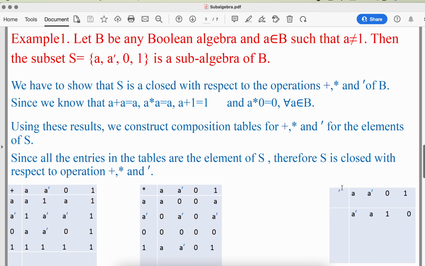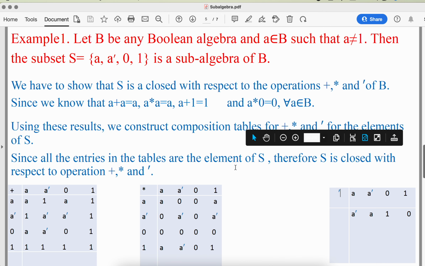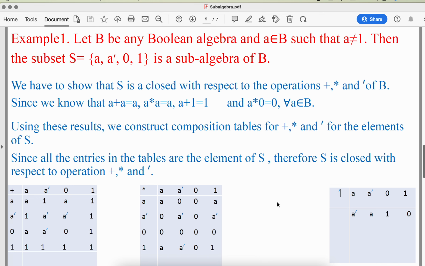And this is complementation. Complement of A is A dash, complement of A dash is A, complement of 0 is 1, and complement of 1 is 0. And it is clear from all the three tables that all the entries in the tables are elements of S. Therefore, S is closed with respect to addition, multiplication, and complementation. Hence, S is a subalgebra of B, or S is a Boolean subalgebra of B.